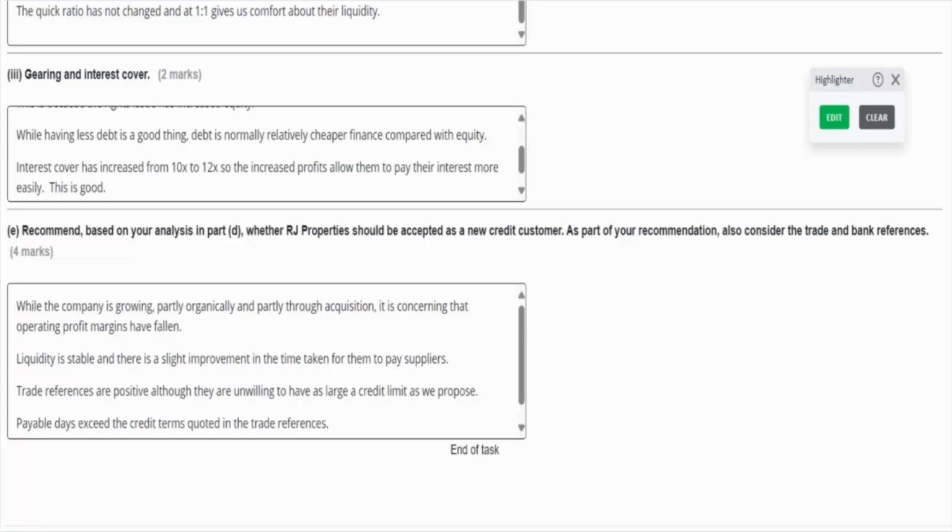So we could say that receivable days have stayed at 55, which suggests reasonable credit control, although 55 days does seem high. Lots of people would sort of target 30 days for payment terms. Although, as we know in this particular case, they offer 60-day terms, so 55 would actually be quite good compared with the number that we have in our credit terms.